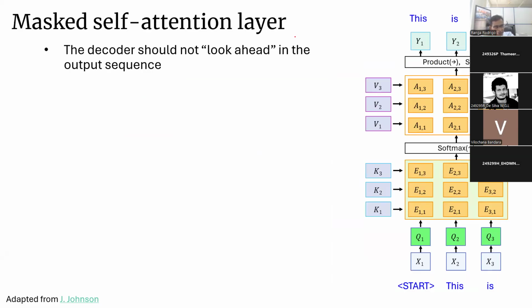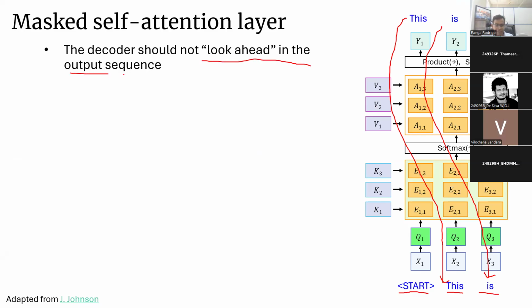To think about the masking, think about this example. The first one is some special token for start, and the first word is this, the second word is. This you can see, that's the output from there, and is. So the decoder should not look ahead in the output sequence. Then that's cheating.